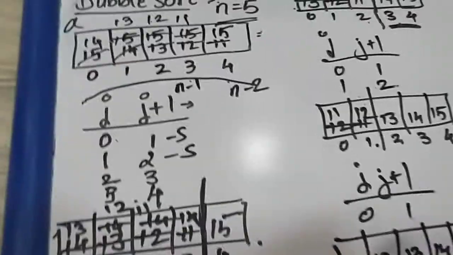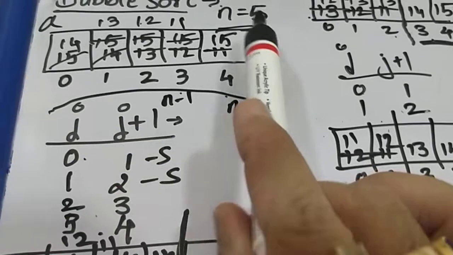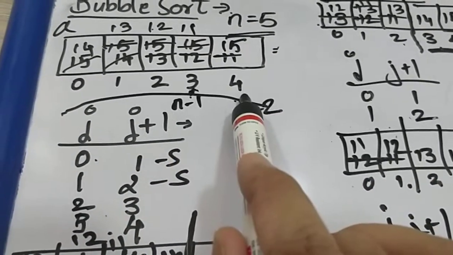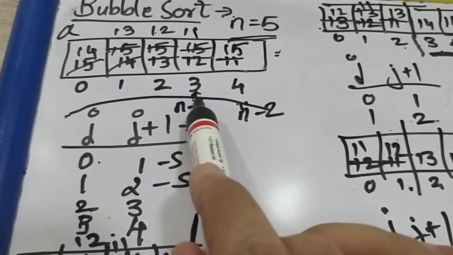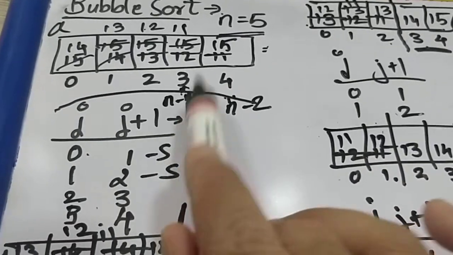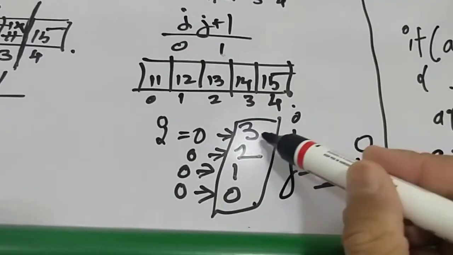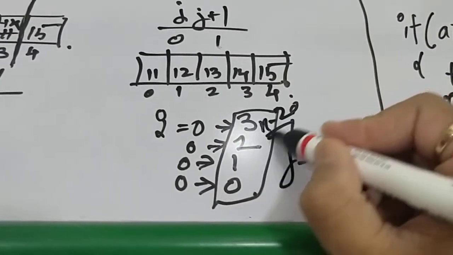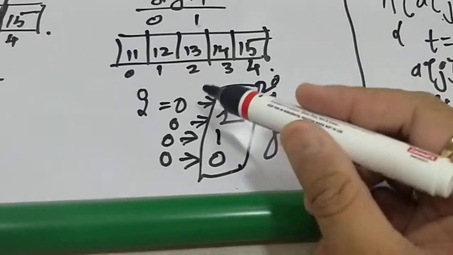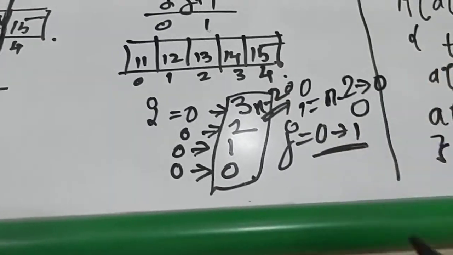Now, total number of elements is 5. See once again, if 5 is the total number of elements, the last value of j will be 3 here. Because j is getting compared with j plus 1. So j plus 1 will be 4 and j will be 3. So if n is the total number of elements, the last value of j will be n minus 2. So here i goes from 3 to 0, basically n minus 2 to 0. So j goes from 0 to i and i goes from n minus 2 to 0.